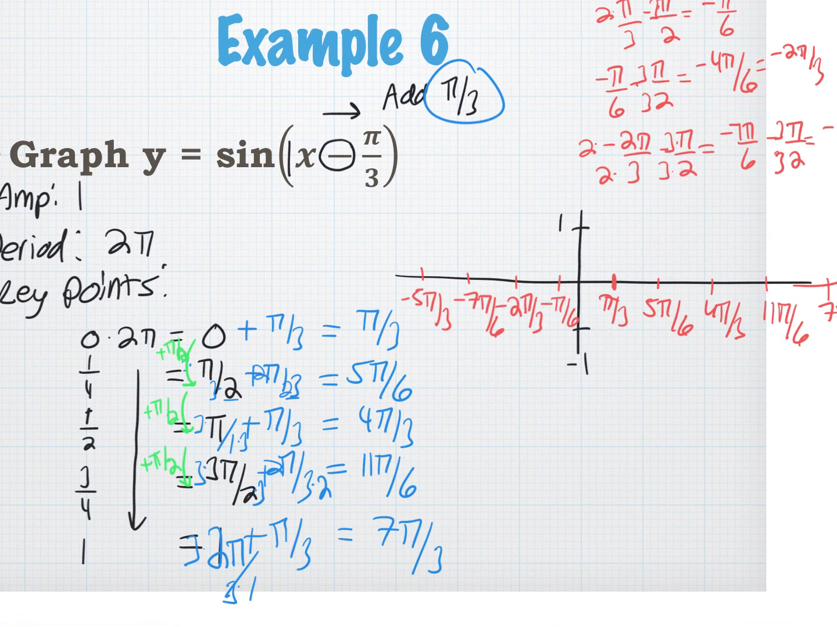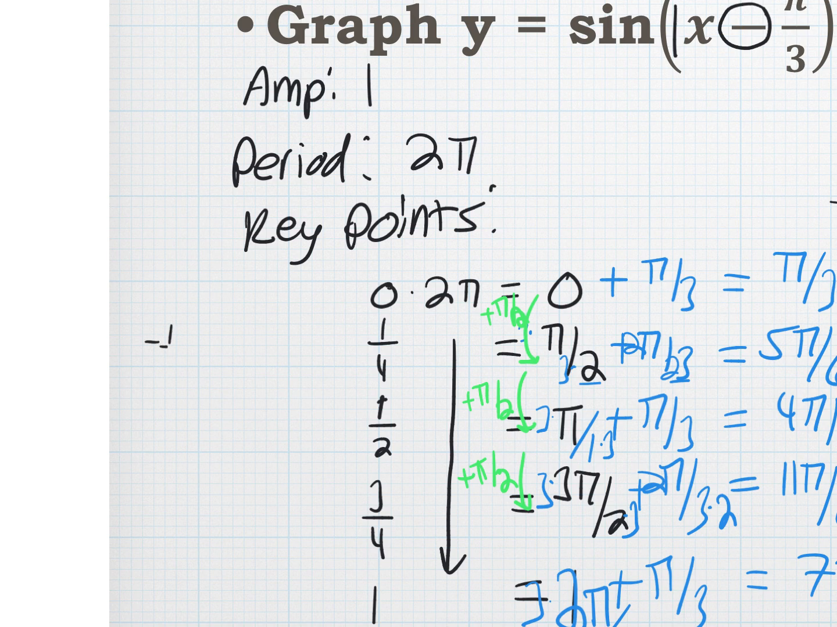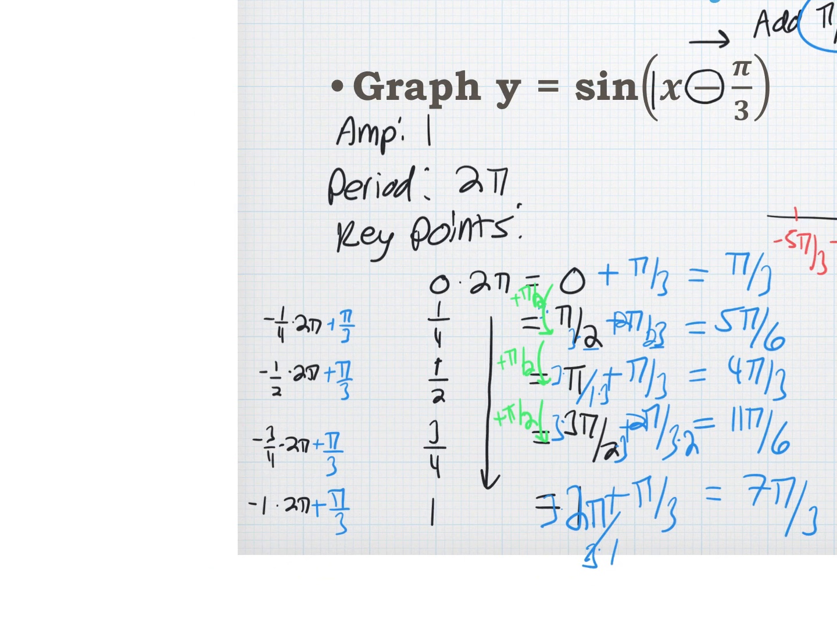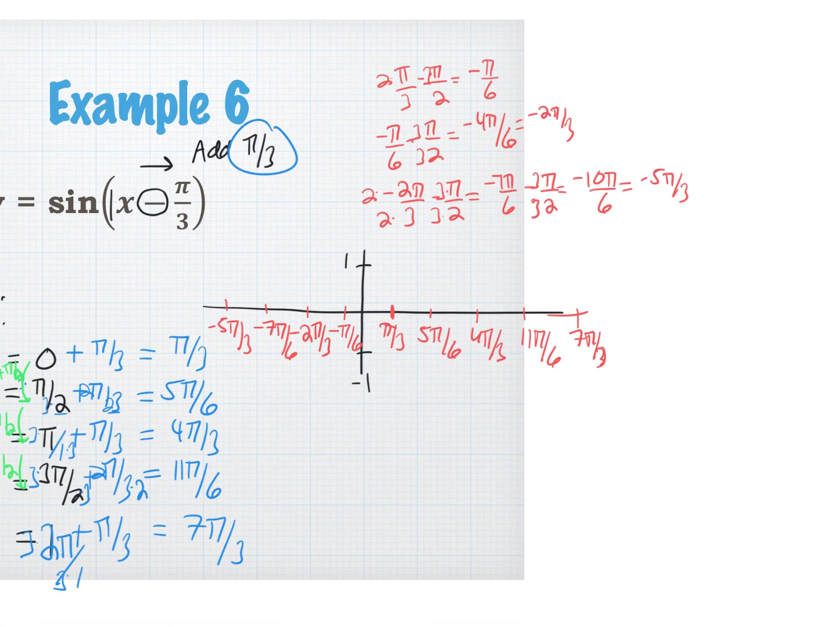Another thing that I showed you guys in class, if that made no sense to you, is that you can also, from the key points, do the negative as well, right? Negative a quarter, negative a half, negative 3/4, and negative 1. And then times the period, so times 2 pi, times 2 pi, times 2 pi, times 2 pi, and then add the phase shift to that. So plus pi over 3, plus pi over 3, plus pi over 3, and then plus pi over 3. All right, you should get the exact same information, but let's just start by graphing this now, right?